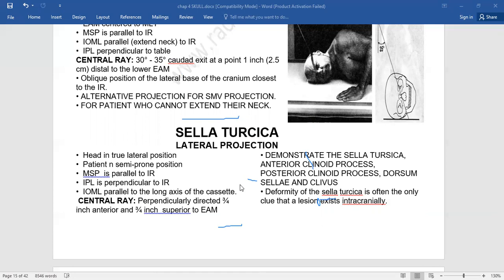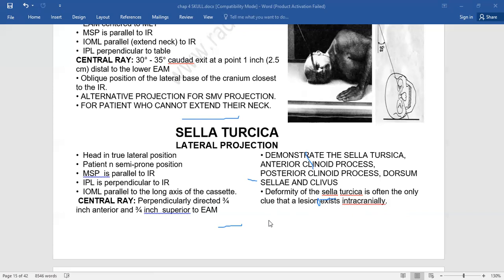So again, the purpose of lateral projection is to demonstrate the sella turcica as well as the anterior and posterior clinoid process, the dorsum sellae, and the clivus. Deformity of the sella turcica can also be seen in this projection, and this is often the only clue that the lesion exists intracranially. So ibig sabihin, for example, if we perform sella turcica lateral projection and then nakita natin na nag-deform yung sella turcica, most likely it means that there is a lesion present in that area.